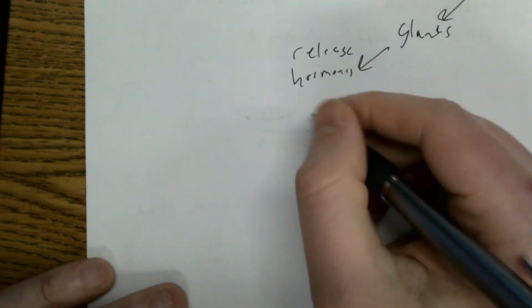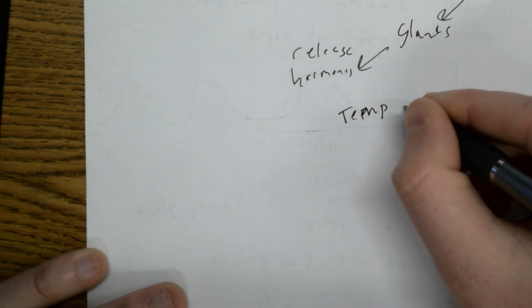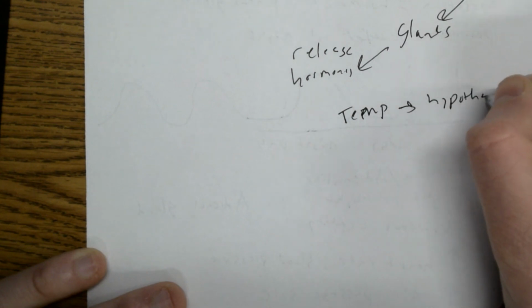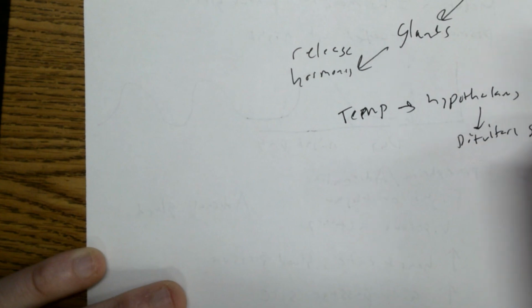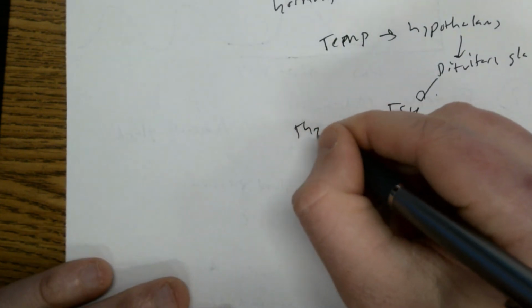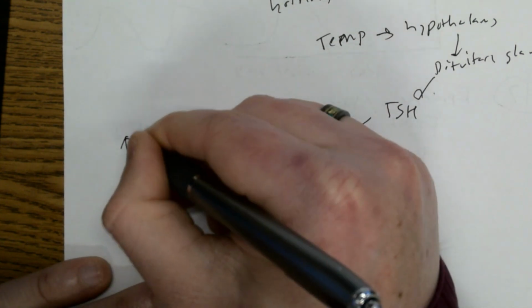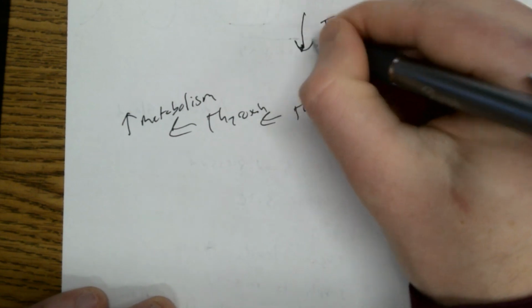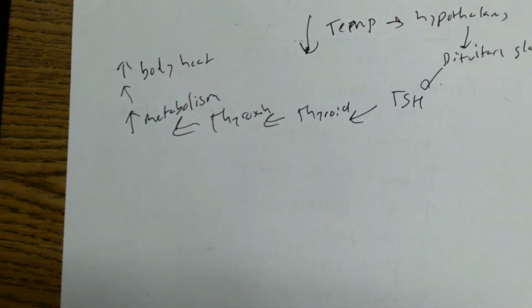So for example, for temperature, you receive a signal, you're cold. Oh no, I'm cold. And then that goes to the hypothalamus, and that sends a signal to the pituitary gland, and then that releases TSH, or thyroid stimulating hormone, which acts on the thyroid, which causes it to secrete thyroxine, which then increases metabolism, or heat production. Because increasing metabolism increases heat production. Boom, and done. That's a good example. That's a refresher from one of our previous units.